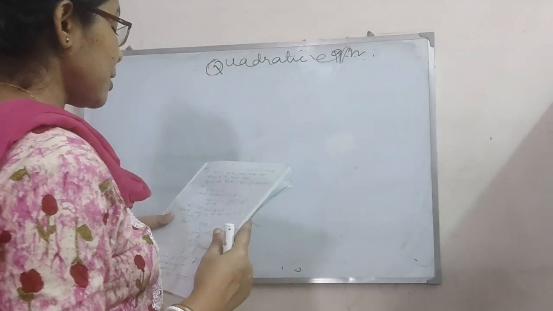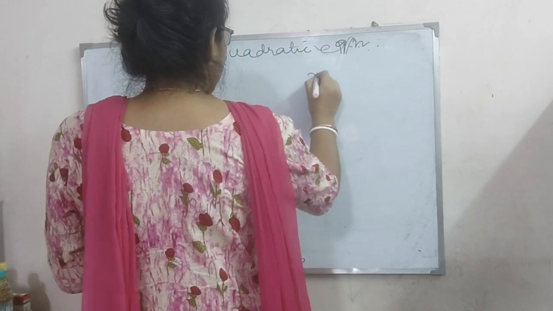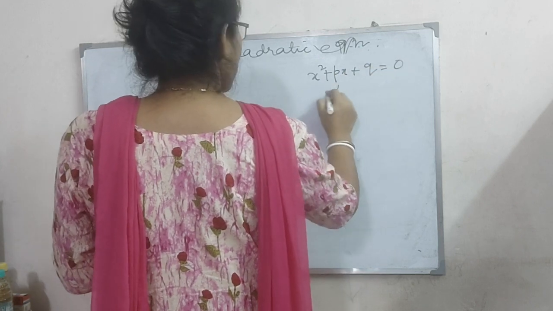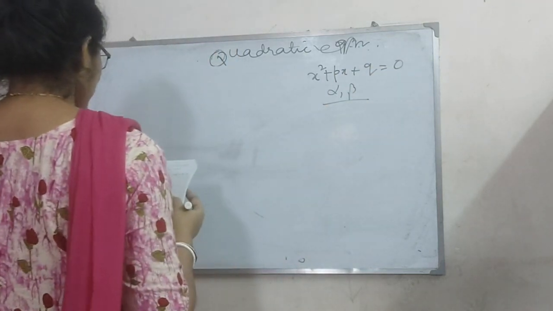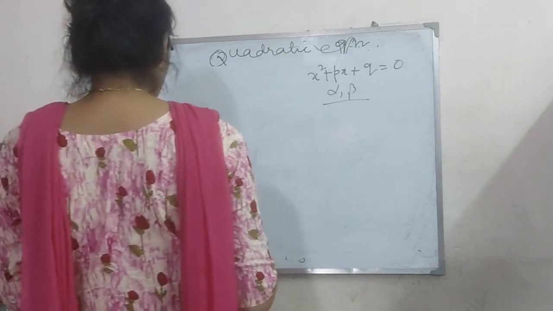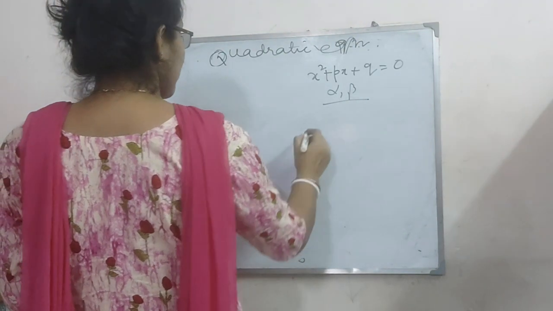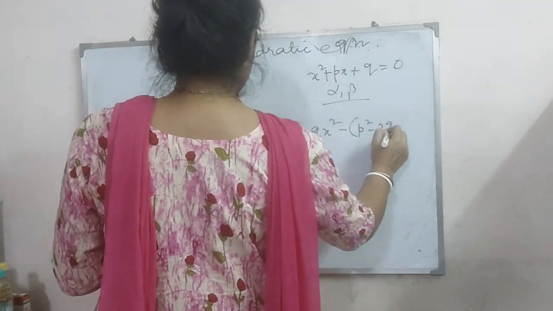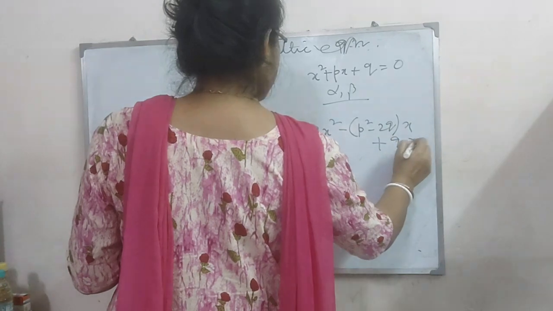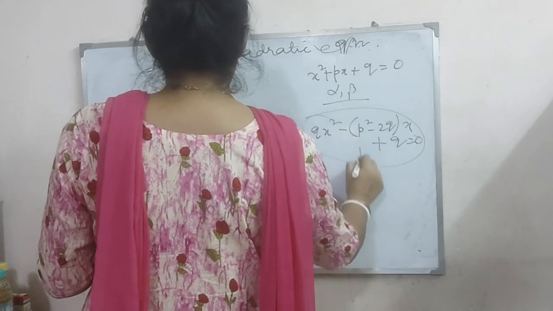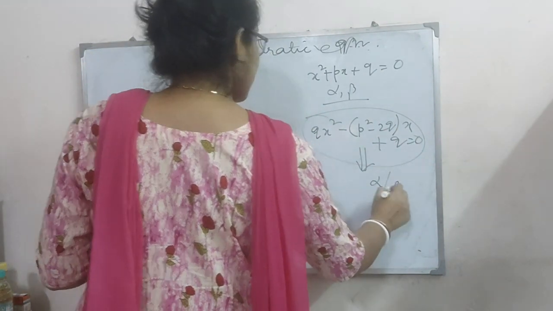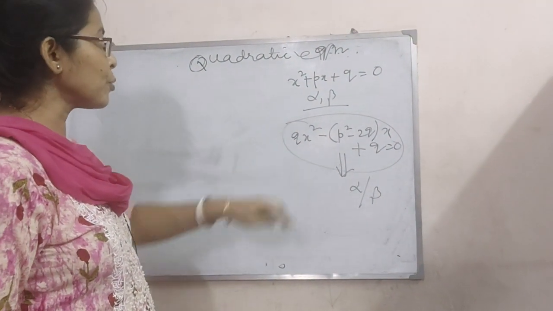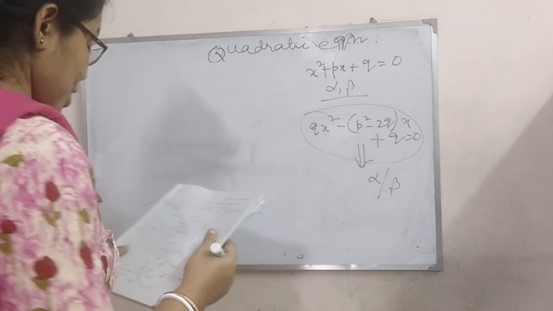If alpha, beta are the roots of the equation x square plus px plus q equal to 0, prove that alpha by beta is a root of the equation qx square minus (p square minus 2q)x plus q equal to 0. Alpha by beta is a root of this equation. We have to prove it.